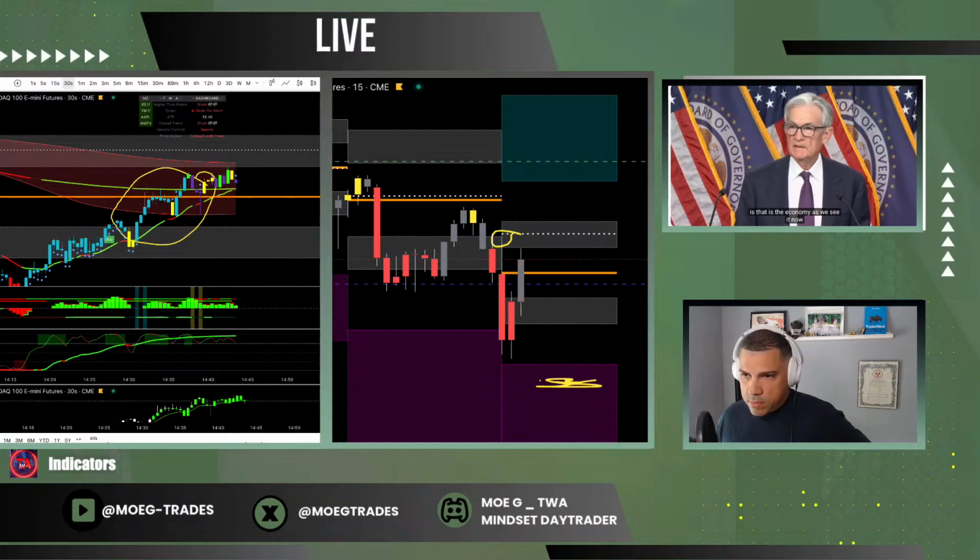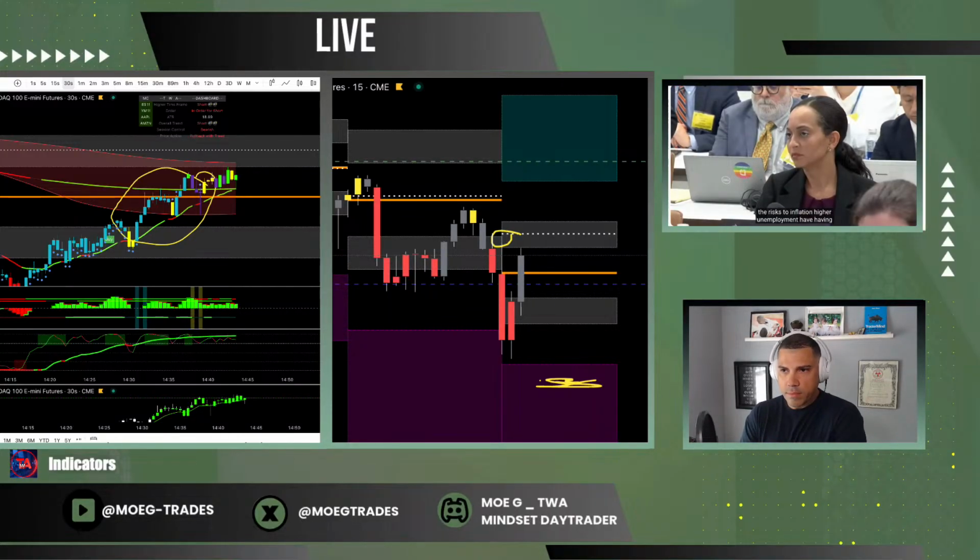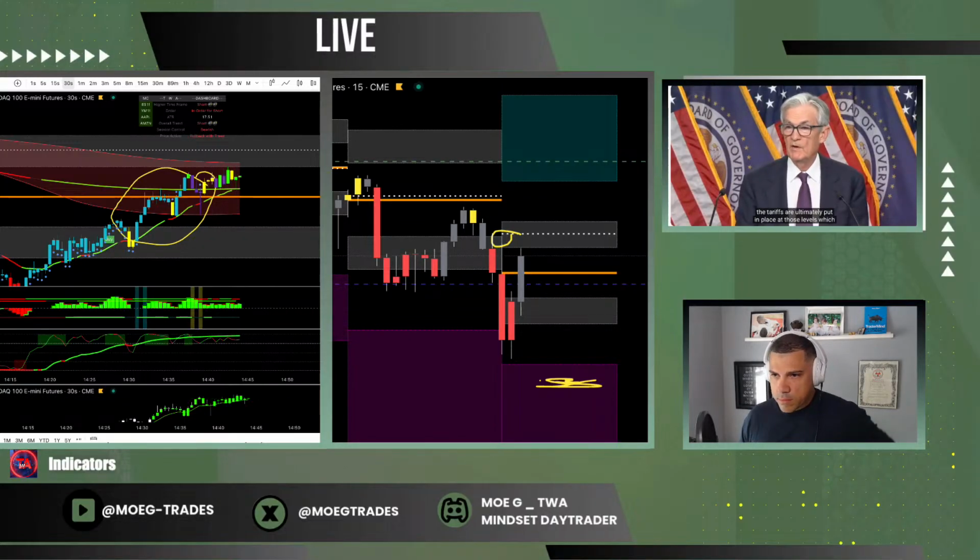What looks likely, given the scope and scale of the tariffs, is that the risks to higher inflation and higher unemployment have increased. And if the tariffs are ultimately put in place at those levels, which we don't know, then we won't see further progress toward our goals. But we might see a delay in that. We would never do anything but keep achieving those goals, but at least for the next year, we would not be making progress toward those goals, if that's the way the tariffs shake out.